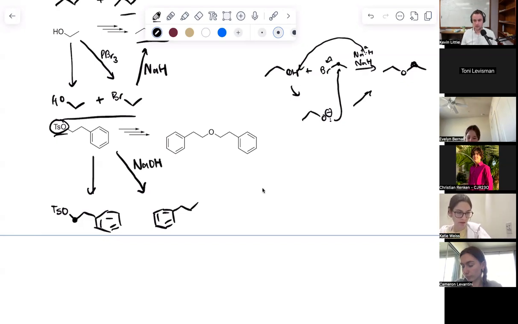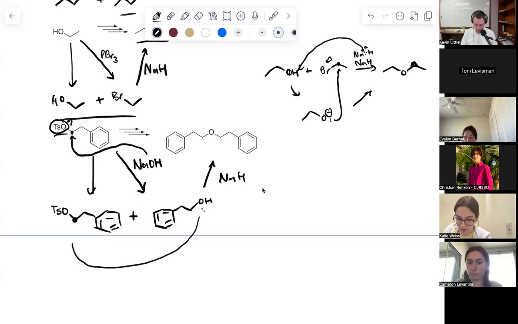I can use sodium hydroxide. Sodium hydroxide is going to substitute that tosylate out for an OH. That gets me this. And these two things together, right? If this alcohol were to then substitute that, I would get to that final product. On the surface, this looks more complicated, but it's the same question. I've just added a benzene ring to it.